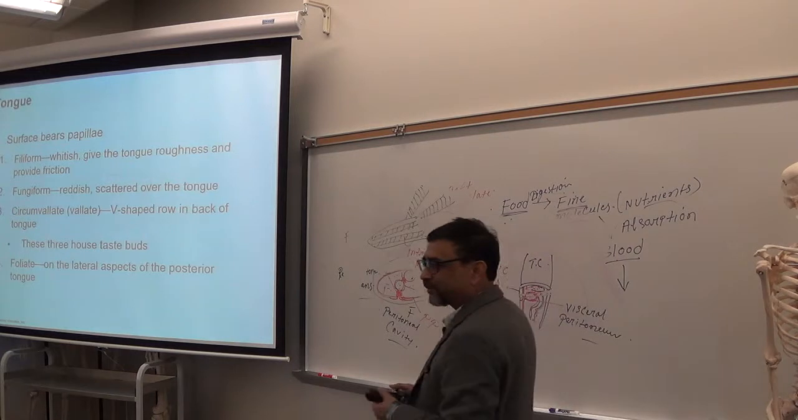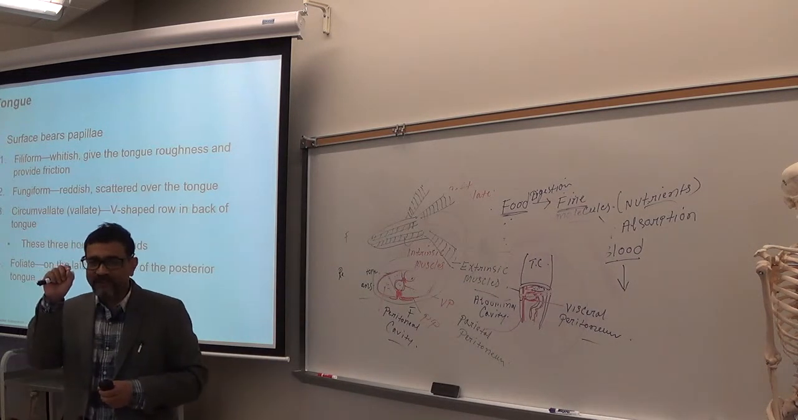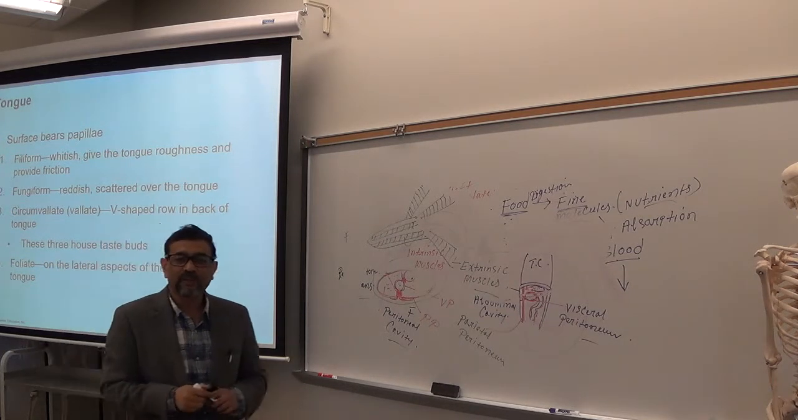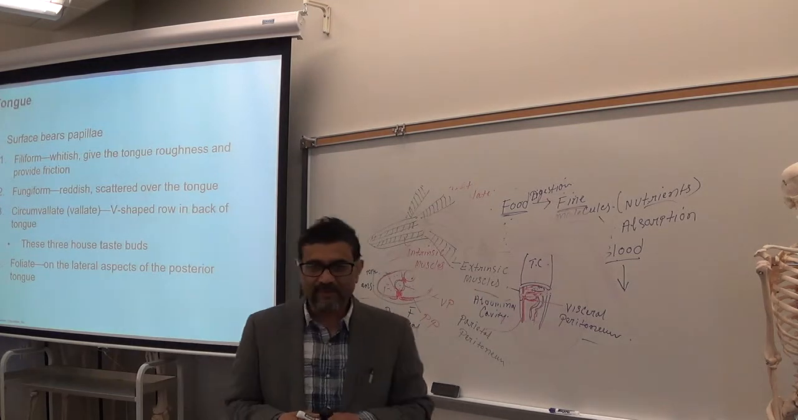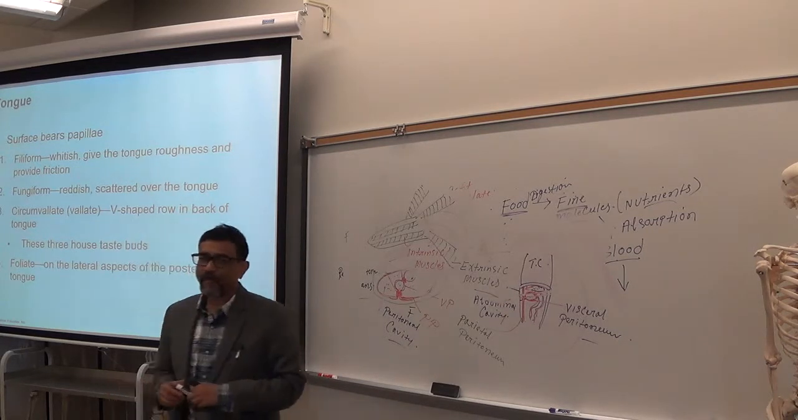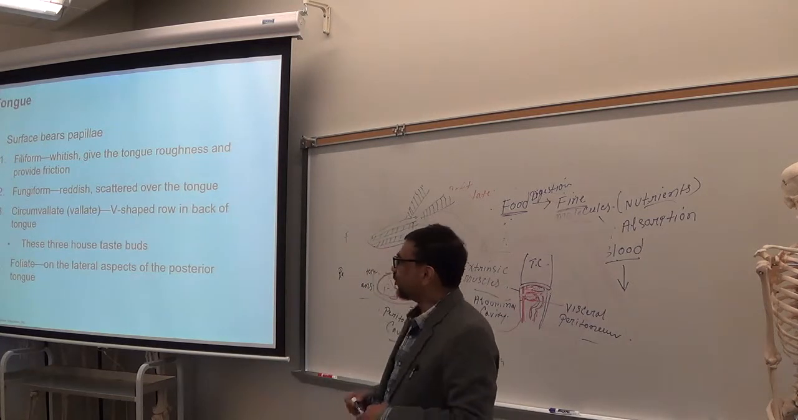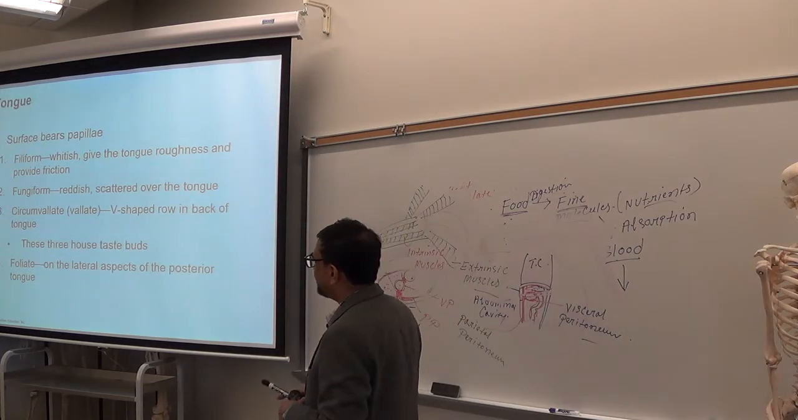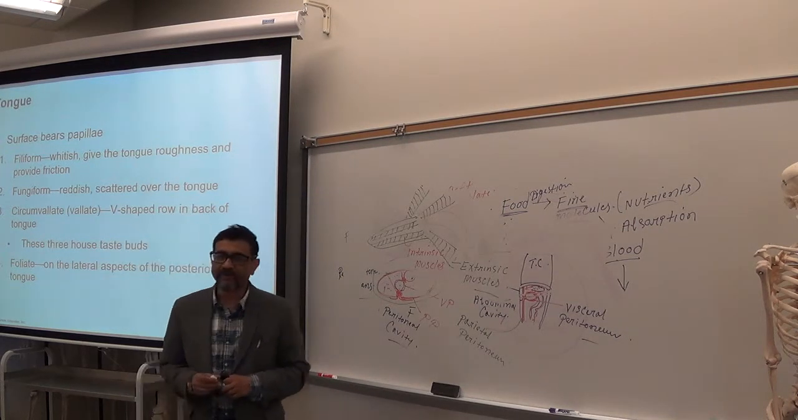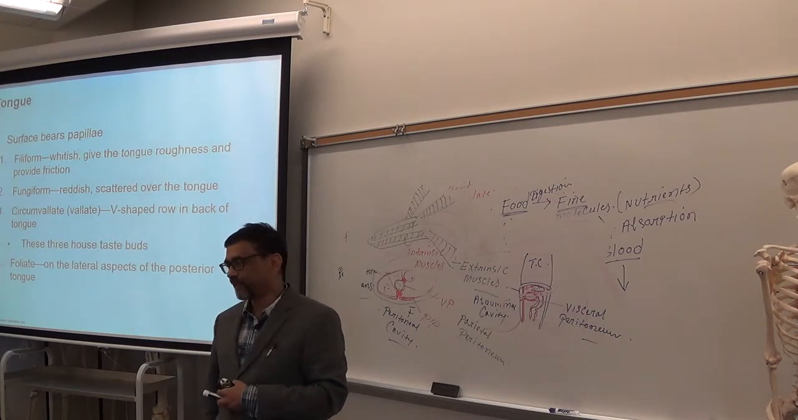On the surface of your tongue, you have seen tiny dot-like structures. Those are called papilla. You can see them on the surface of the tongue. There are four types of papilla: vallate, filiform, fungiform, circumvallate. Those are four different types of tiny structures called papilla on the surface of the tongue.